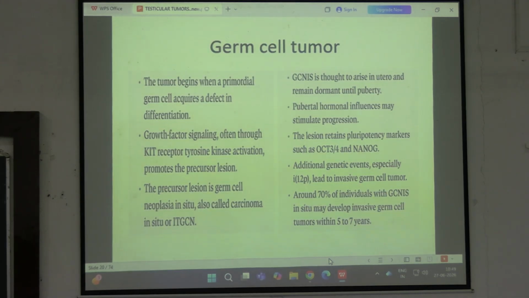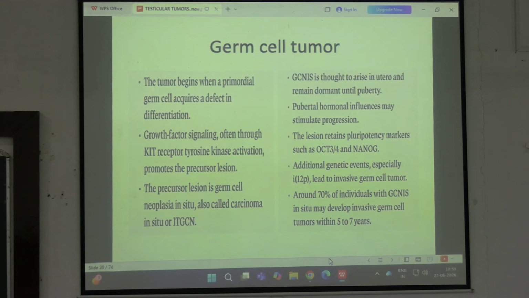Roll number 45. Tell me, you just tell me what are the different types of germ cell tumors that we were just talking about.